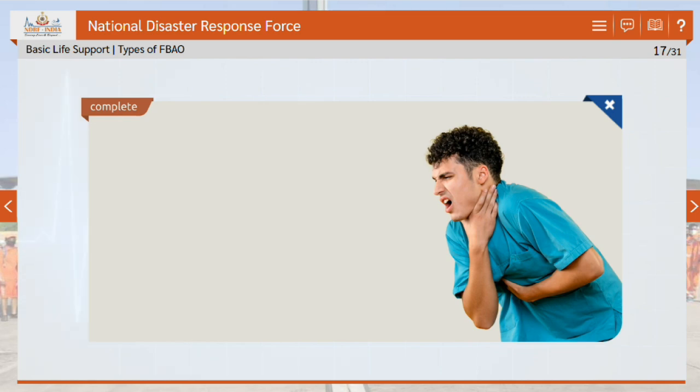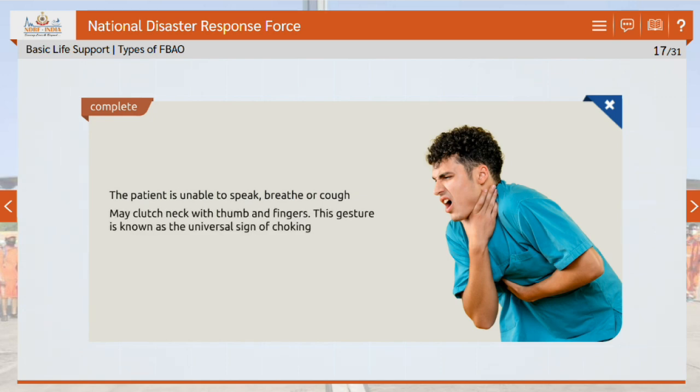In case of complete FBAO, the patient is unable to speak, breathe or cough. The patient may clutch the neck with thumb and fingers. This gesture is known as the universal sign of choking. Movement of air will be absent.